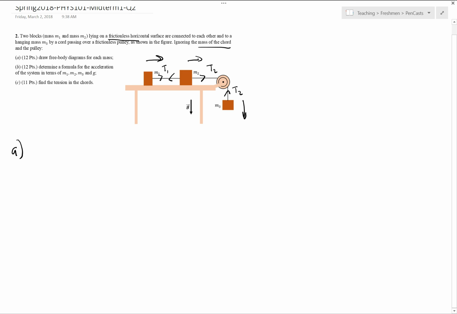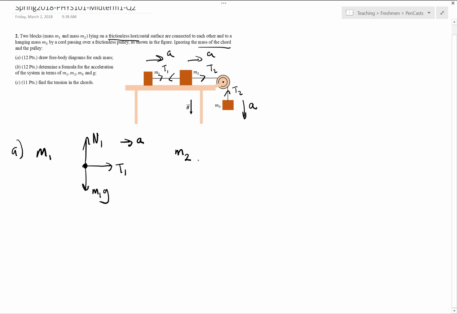To be able to solve this system, I'll draw the free body diagrams for all three masses. Let's start with M1. What are the forces acting on M1? T1 is pulling it to the right. There is M1G, gravity pulling it down, but that's countered by the normal force. And because these guys are all tied with inextensible cords, they should all move with the same acceleration, which I will call A.